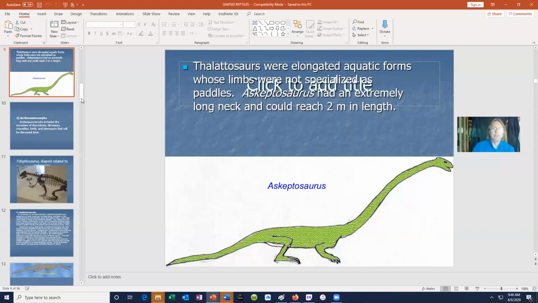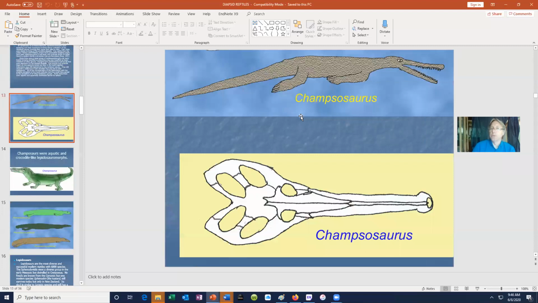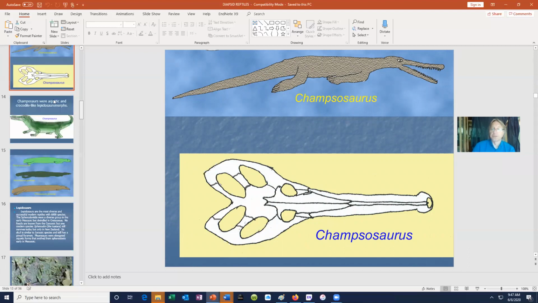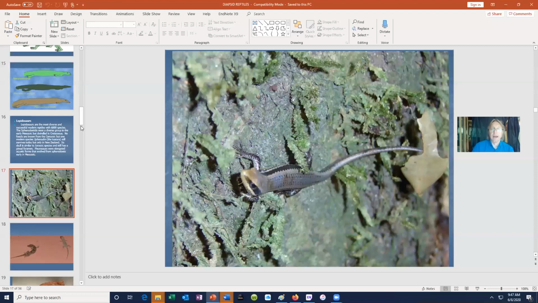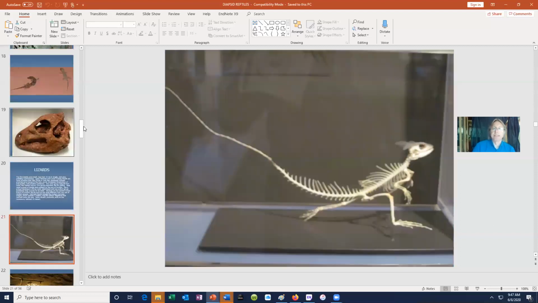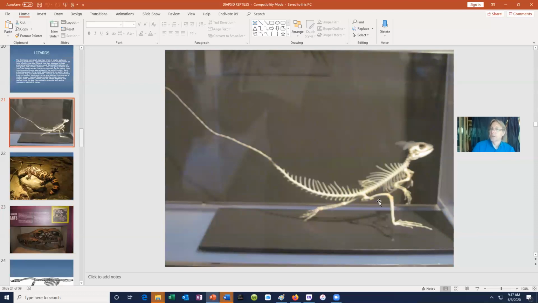reptiles, and a great diversity of forms, including champsosaurs, which were not only aquatic reptiles, but would survive into not only the Mesozoic era, but then also the Cenozoic era. They actually survived the extinction at the end of the Mesozoic, but would not survive until the modern day. Some of the relatives of the Tuatara were aquatic, as indicated there. Here is the skeleton of a basilisk. Note that it is capable of running on its hind legs, briefly if it's trying to escape a predator.